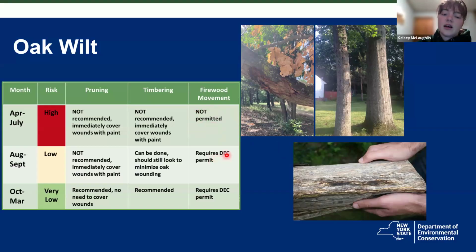And then the rest of the time, if you want to move firewood, it requires a DEC permit, just so our foresters can look and say, okay, there's nothing that seems like you'd be transporting oak wilt here. It's not a super complicated permit process. I don't think we've ever denied a permit. It's just something that helps us make sure that we know where this material is going.